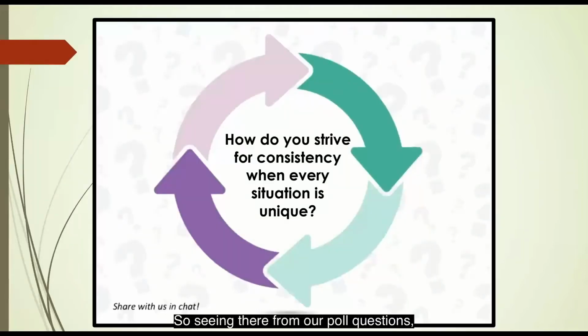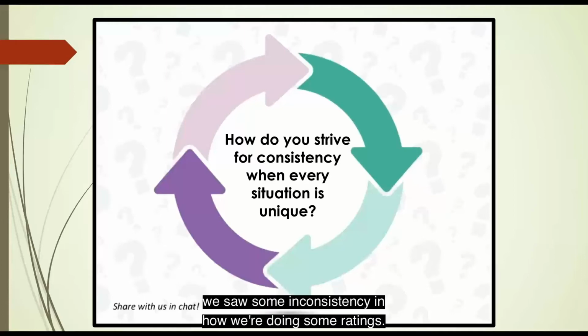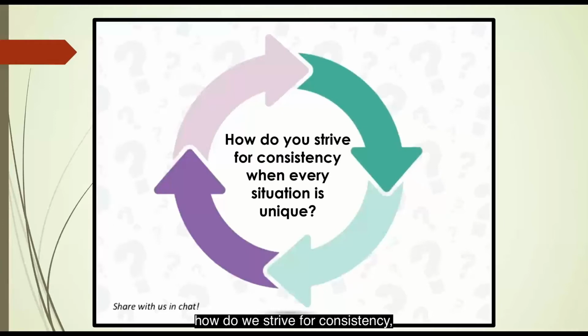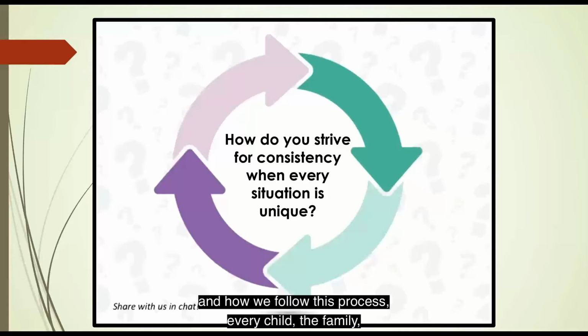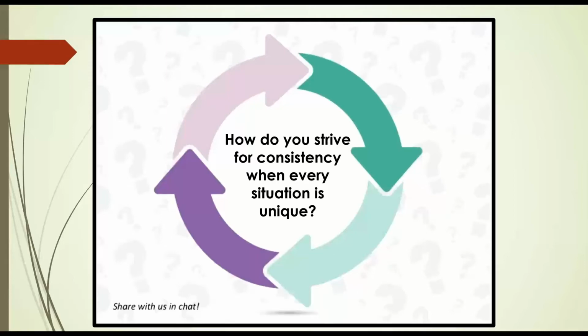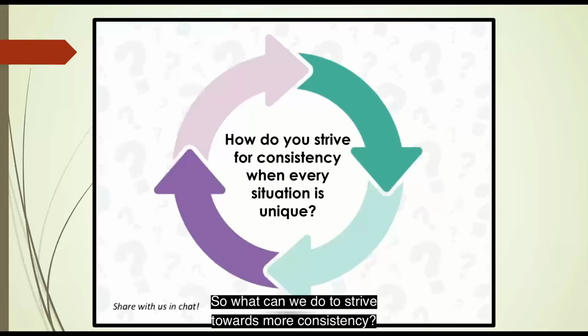So seeing from our poll questions, we saw some inconsistency in how we're doing some ratings. Our question to you is, how do we strive for consistency when every situation is unique? Every team is unique in how we follow this process, and every child, the family, and the information gathered through evaluation and assessment isn't equal every time. There are going to be lots of unique situations and inconsistencies in the process. So what can we do to strive towards more consistency? What do you think? We'll give you a minute or so to put in some answers.